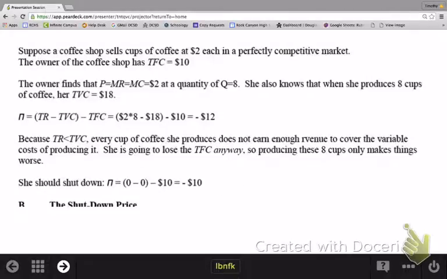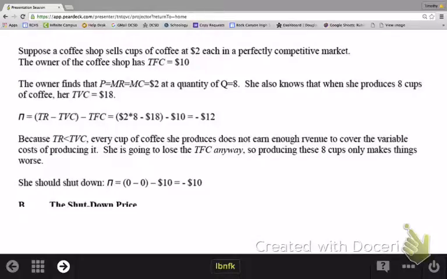Now, let's look at a numerical example. That was using our intuition. Let's look at an actual real example of this. Suppose a coffee shop sells cups of coffee at $2 each in a perfectly competitive market. The owner of the coffee shop has a total fixed cost of $10. He has to pay it anyway, no matter what he produces. The owner finds that the price is equal to the marginal revenue and equal to the marginal cost at $2, and at a quantity of 8 cups of coffee.